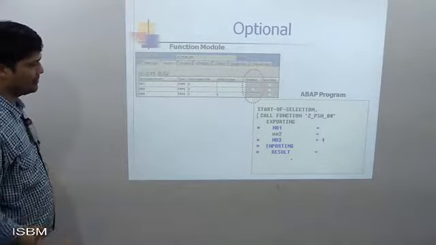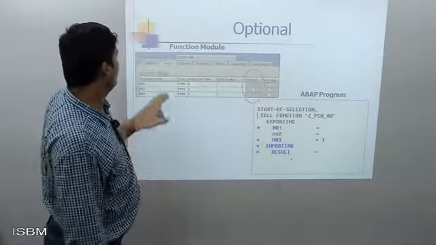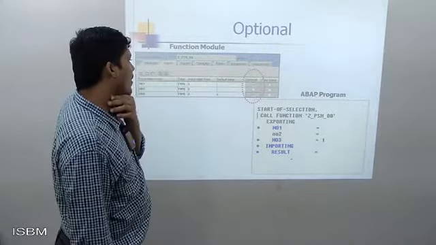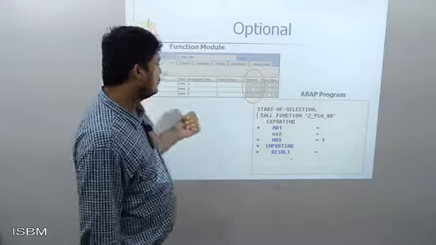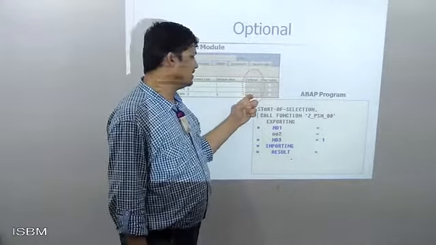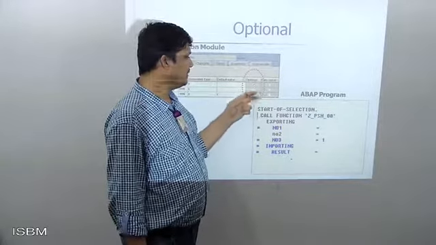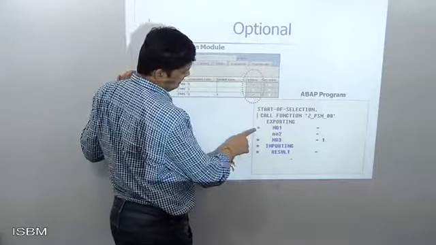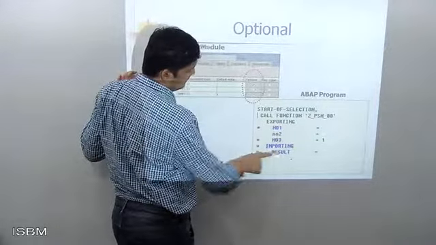Now there is an option. You can see that you have the import parameter, export parameter, changing, and optional. Optional in the sense, if you want, then you can put the number. If you do not, there is no need. Optional in the sense, it will comment that line.